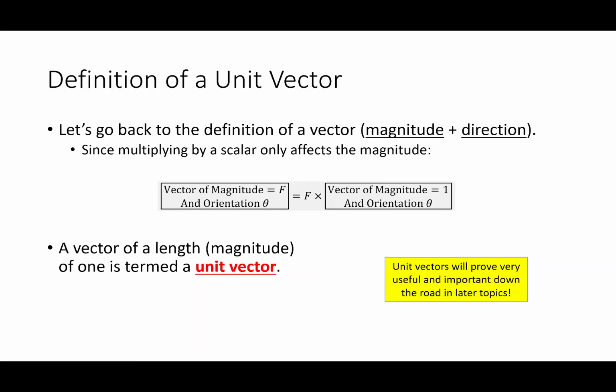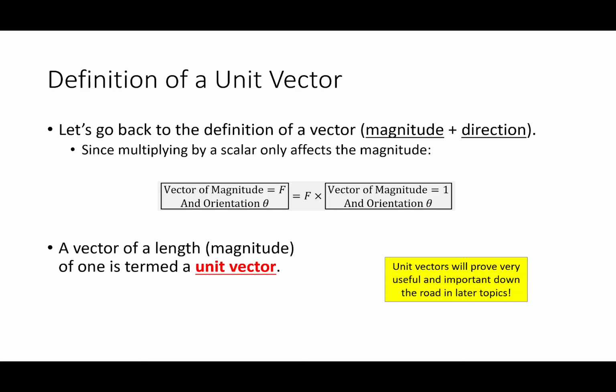Well, since multiplying by a scalar only changes the magnitude, I can think of that in reverse and ask, what if I factor out the magnitude? So I propose some arbitrary vector with a magnitude and a direction. If I factor out the magnitude, I have the magnitude out here, and what I'm left with is a vector that has a magnitude of 1. The direction is still preserved, but the magnitude is just a single unit. It's just 1. And so any vector with a length of 1 is a unit vector.